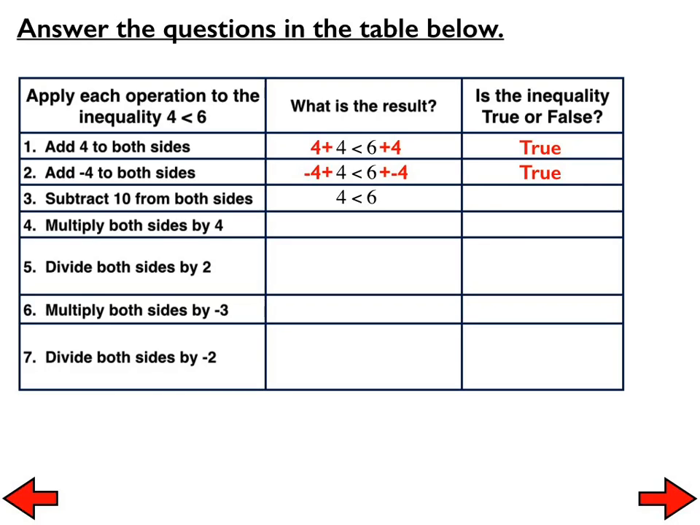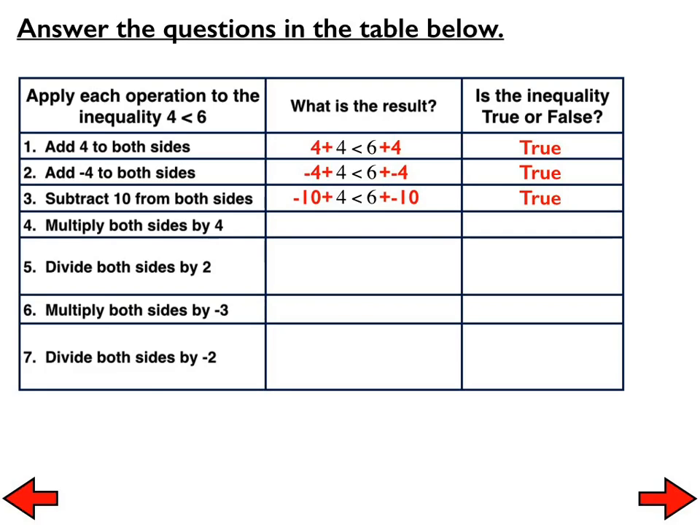All right, number 3. I'm going to start with this, and subtracting 10 from both sides or adding negative 10 to both sides is the same thing. And what we're trying to figure out here is whether that is still a true statement or if it is a false statement. Well, on the left-hand side, we have negative 6 because negative 10 plus 4 is negative 6, and on the right-hand side we have negative 4. Is that a true statement or a false statement? True. Think about a number line. It's still a true statement. Negative 6 is less than negative 4.